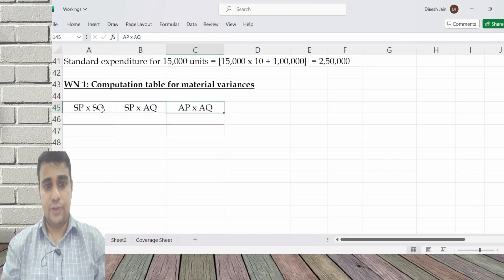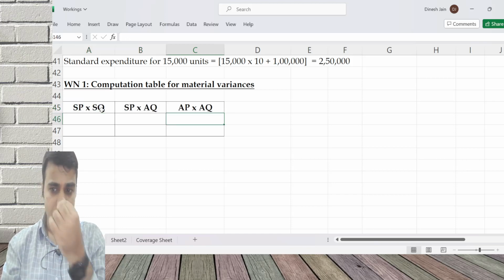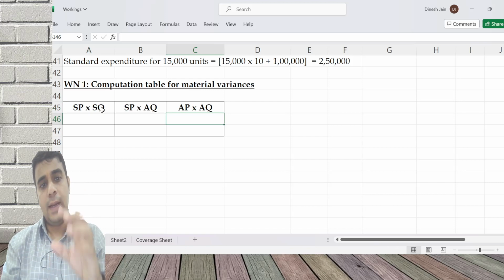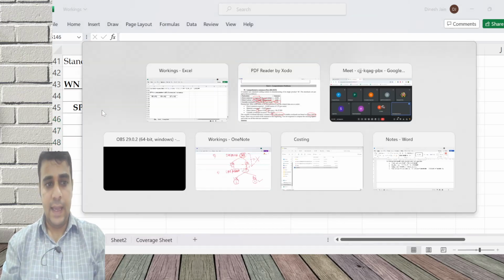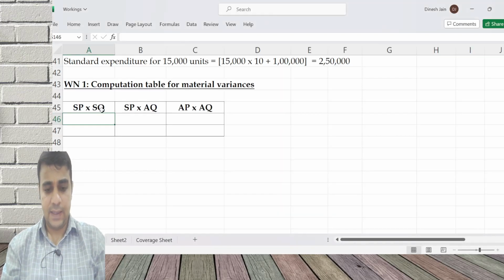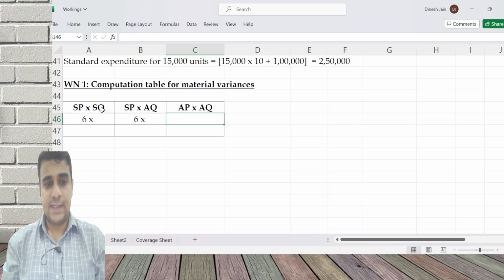AP into AQ. At home you can do the variance calculation and all, but my focus would only be primarily on getting the computation table. In the class we just focus on getting the computation table. SP is directly given 6 per meter. First we fill price, then quantity in the reverse order. 6 is the standard price.